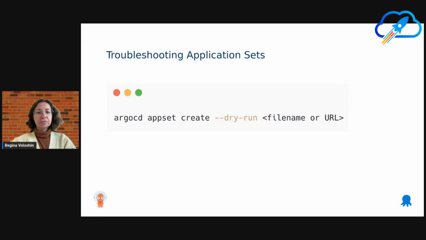So let's go back to the additional features. argocd appset create in dry run mode is another way to troubleshoot application sets and to validate the application set template on the server prior to the actual creation.